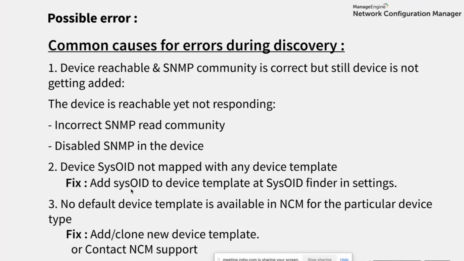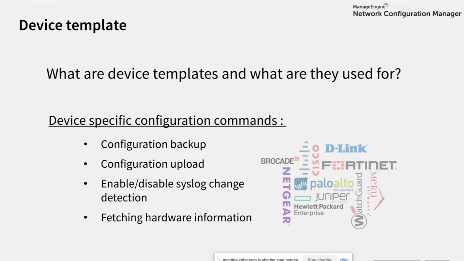We also have another possible failure, which is due to the device subject ID not being mapped with any of the device templates. So what you can do is go to the subject ID finder by going to settings and add a subject ID to the device template. Sometimes a device template might not be available in NCM for a certain device type. You can add a template, clone an existing device template, or you can contact NCM support.